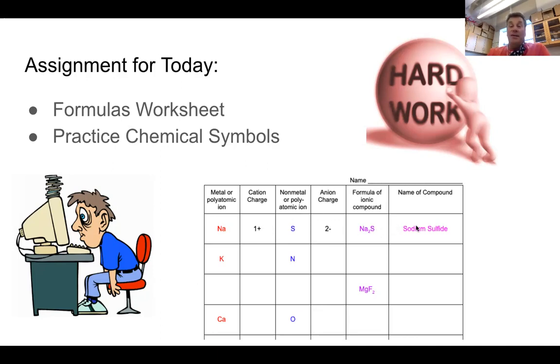And then last but not least, the name of the compound, the last column, is going to be the full name of the metal. The root of the non-metal, in this case sulfur, becomes sulf, and then I add that ide ending. What I'm going to do is go through a number of these. I'm not going to go through all of them, but hopefully it's going to help you be prepared, and you're going to be able to answer the ones that we don't do together a lot easier.